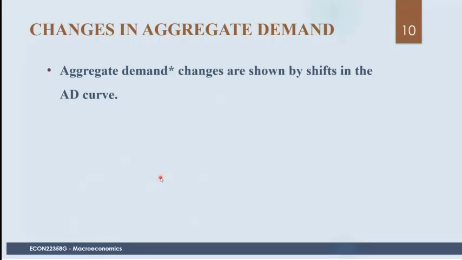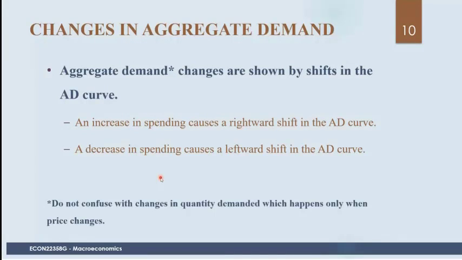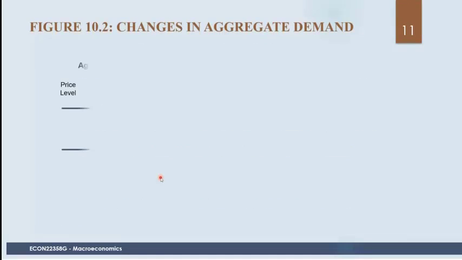Aggregate demand changes are shown by shifts in the aggregate demand curve. An increase in spending causes a rightward shift in the aggregate demand curve. A decrease in spending causes a leftward shift. Do not confuse this with changes in quantity demanded, which happen only when price changes. So, changes in aggregate demand.